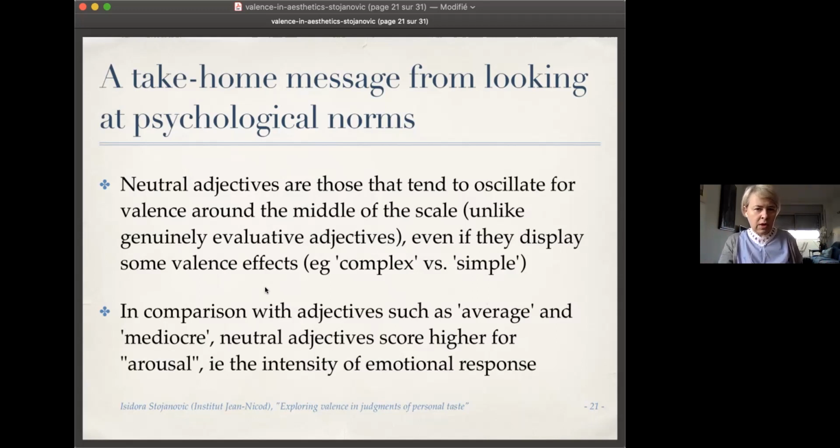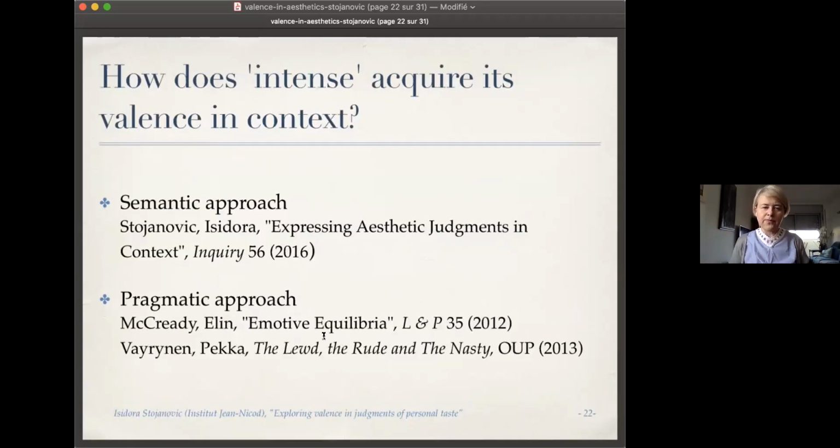What I want to do in the remainder of the time is look at 2 questions. First, how such neutral adjectives acquire their valence in the context. And we've seen with the examples that I've given you of movie evaluations that intense is very often used as positive, but there are also examples where intense is judged to be negative, in ordinary speech as well as in aesthetic discourse.